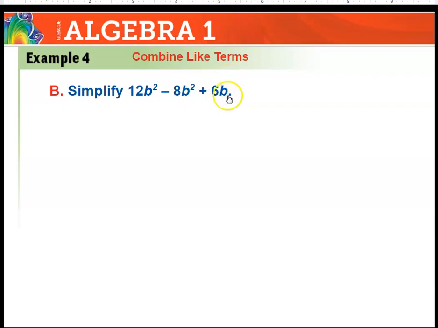I have b squared here and b squared here. I only have b by itself here. It's not raised to any exponent. But I can't combine that with these two.